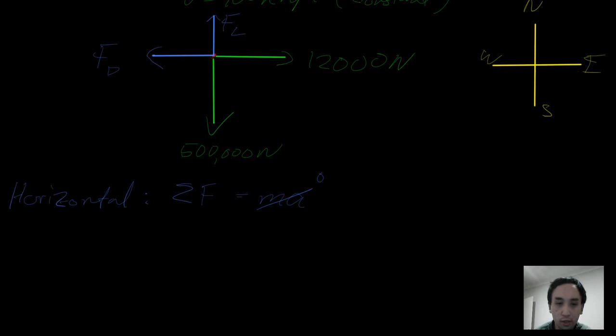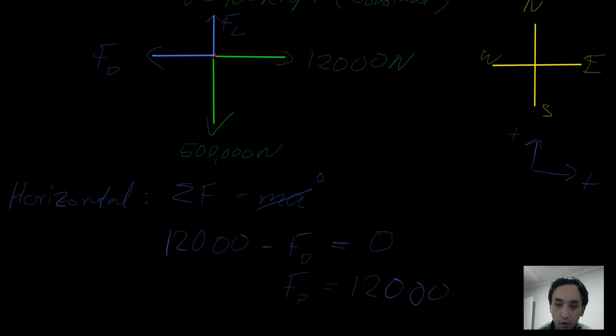That means all we need to figure out is what the drag force is in relation to the thrust force. So if you sum up all of your forces, you treat right as positive and up as positive. You can say that we have 12,000 minus FD. The drag force is moving in the opposite direction. This is all equal to ma, which is 0. And of course, solving for the drag force means that your drag force, FD, is just equal to 12,000 newtons.